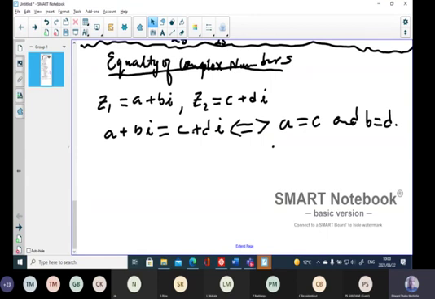You are given two complex numbers: the first one is Z1 equals A plus BI, and number two is Z2 equals C plus DI. So in general, in English, two complex numbers will be equal if their real parts are equal and their imaginary parts are equal. Basically, that's the case. This actually helps us to solve complex equations.